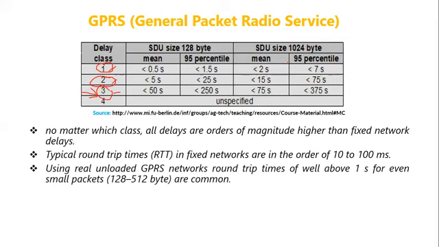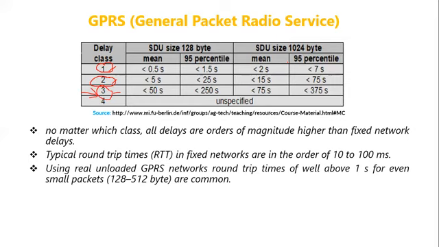So in a fixed network, the round trip delay is only between 10 to 100 milliseconds. But with GPRS, the round trip delay will be more than 1 second, even for small packets whose size is somewhere between 128 to 512 bytes. Even for such packets, the delay will be more than 1 second.